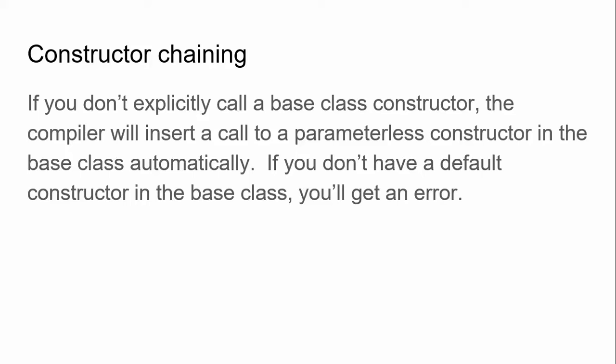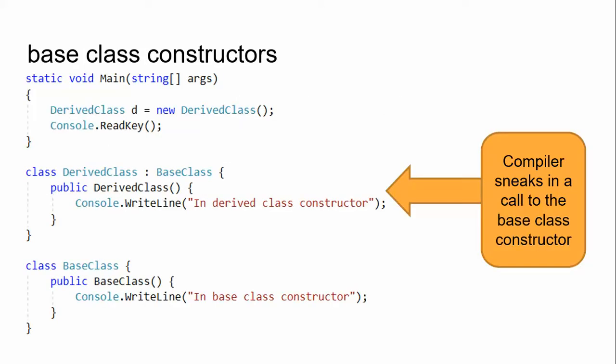When you make an object, you need to make sure that one of its base class constructors is getting called. And if there's no appropriate base class constructor to call, you'll get a compile error. Let's take a look at how this works here.